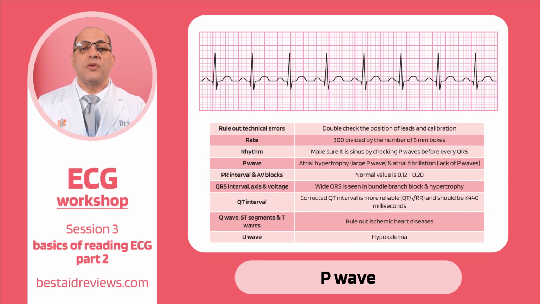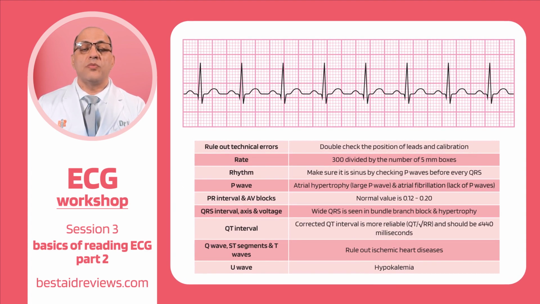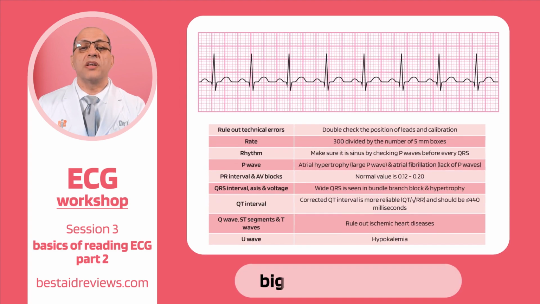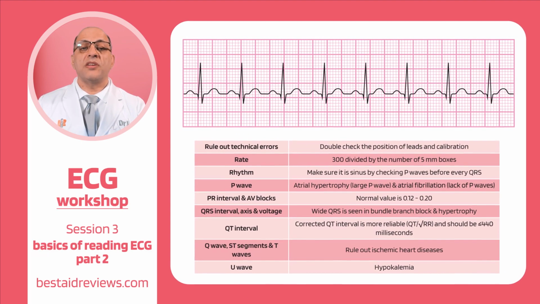If we don't have those, we can look at the PR interval. We see if the PR interval is prolonged, and that is more than a big box. A PR interval is prolonged when it is more than a big box. A big box has 5 small boxes. Each small box is 0.04 seconds times 5. It is 0.20. So if the PR interval is larger than that, then it is prolonged and we have first degree heart block.